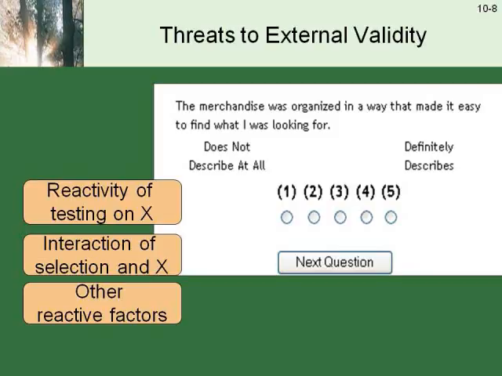That's internal validity. External validity is how do I know that this group, the results, the causality or the correlation for this sample can be carried over into time, place, and event into another population. We've got what's called reactivity of testing on X, interaction of selection in X, and of course other reactive factors.